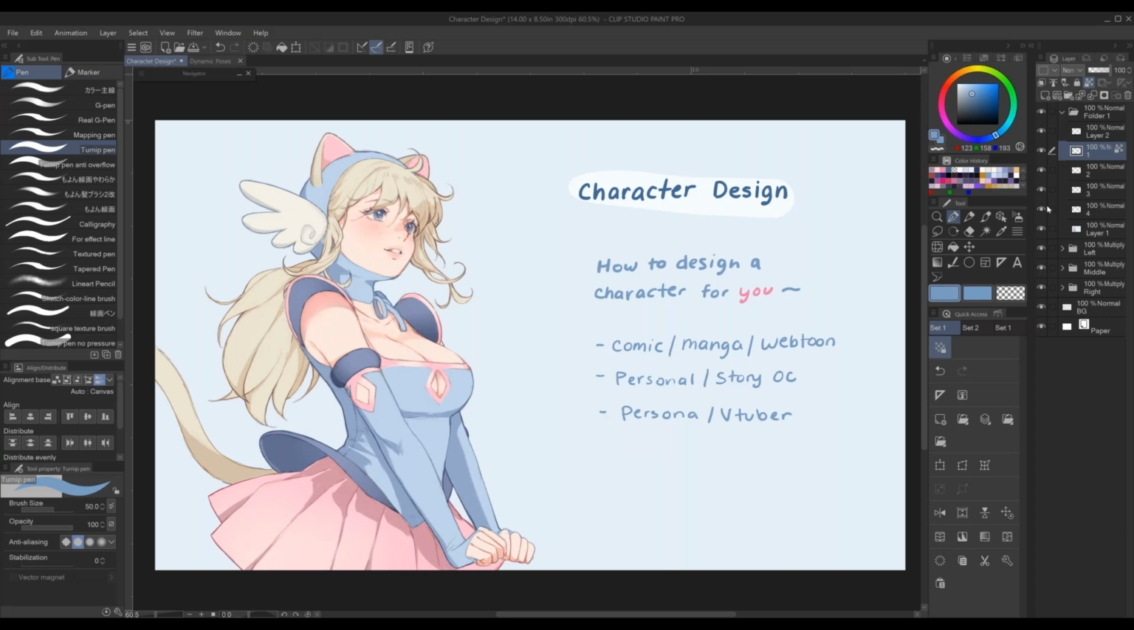And then lastly, maybe something like a persona. Maybe it's a drawing of yourself that you use for a YouTube video, or maybe it's a design of a VTuber that you want to embody. I'm taking all of these into consideration when going over the different character aspects that I want to discuss.